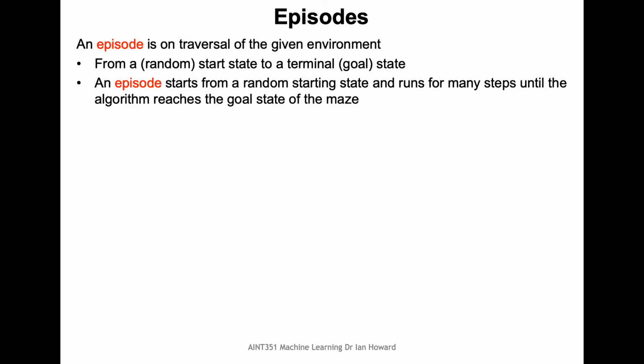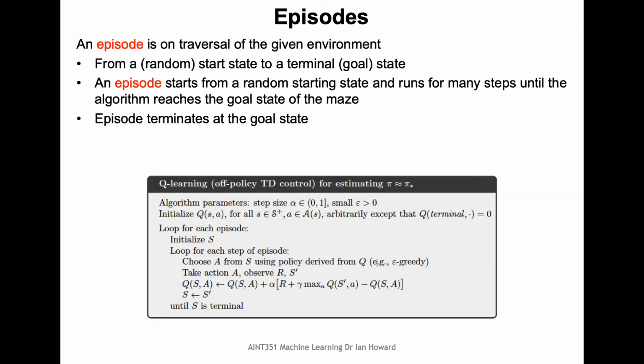So it starts randomly and does steps all around the maze until it finally gets to the goal point. An episode is also what we have in Monte Carlo. In Monte Carlo, a whole episode is needed every time we do an update, but here we do lots of steps within the episodes and update on every single step. So this is the loop across episodes, and here is the loop for each step. Any one particular episode runs through multiple steps until it gets to the terminal condition.